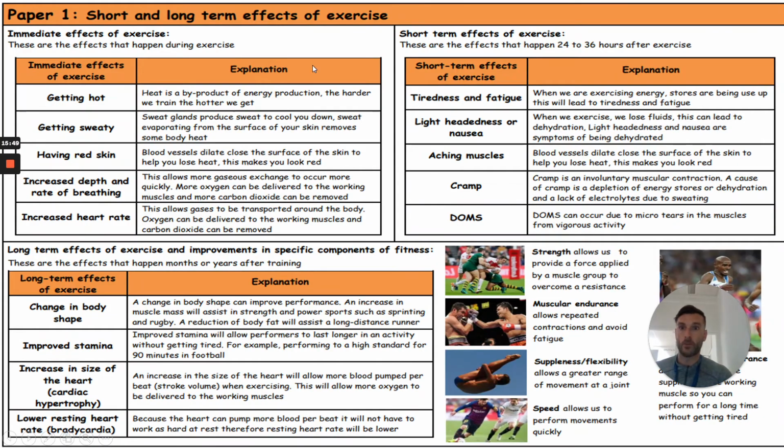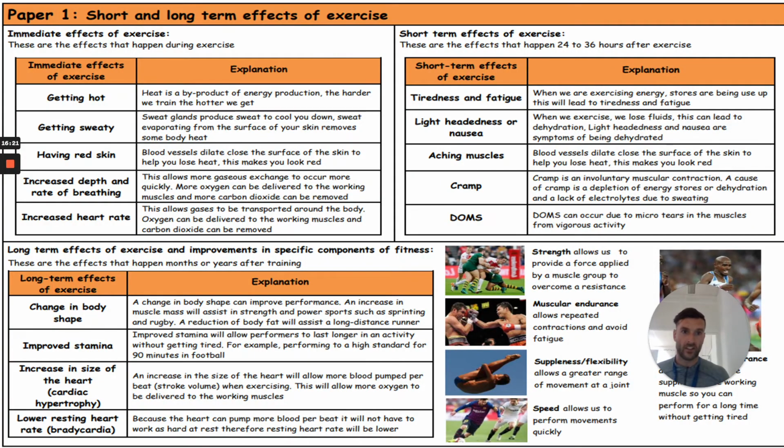Okay, the long and short-term effects of exercise. So immediate effects of exercise. You start exercising, what's going to happen right now? We're going to get hot. Okay, heat's going to rise. We're going to sweat to cool ourselves down. We're going to have red skin. So remember that when we exercise, our skin goes red. It goes red because the blood vessels to our skin vasodilate to help heat escape. We get increased depth of breathing to get more oxygen in, and we get increased heart rate.